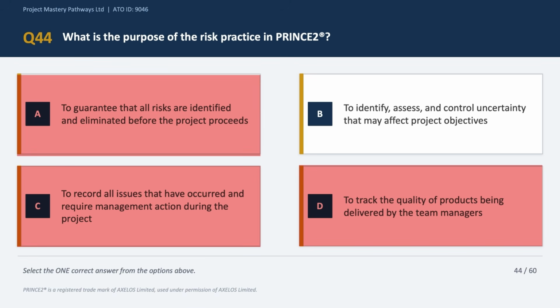Now option B says to identify, assess and control uncertainty that may affect the project objectives. Now this looks like a quite good balanced option to me, because the risk practice is all about managing uncertainty proactively, right? And please note that this will include both threats and opportunities as well. Okay, because in PRINCE2, opportunities are treated as positive risks. Okay, so the correct answer is option B.